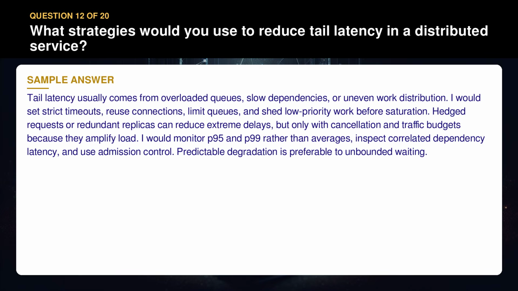I would monitor P95 and P99 rather than averages, inspect correlated dependency latency, and use admission control. Predictable degradation is preferable to unbounded waiting.